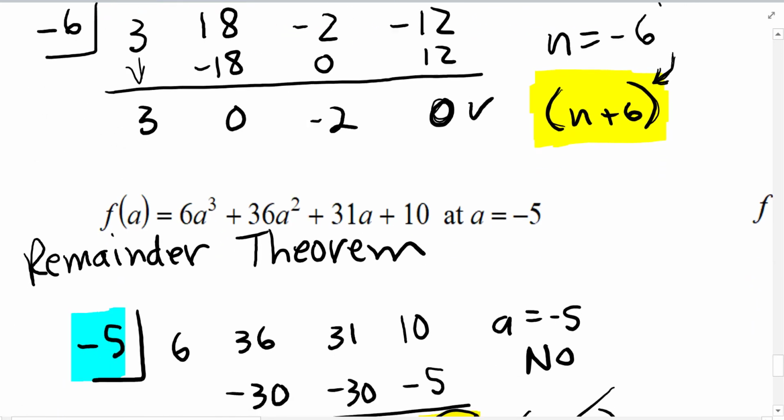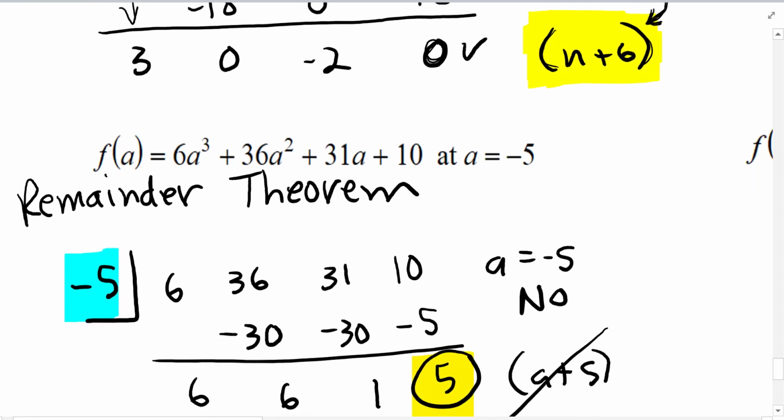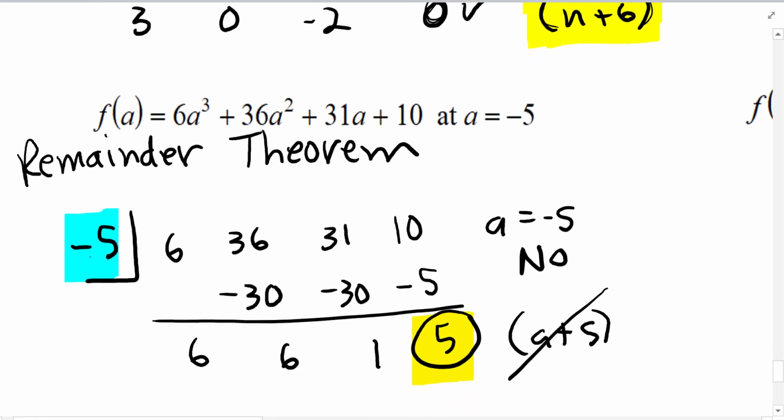So if we plug in -5 right here into this polynomial and we do synthetic division, so -5 times 6 is -30, 36 plus -30 is 6. You finish that off. Notice there's a remainder of 5. So -5 is not a factor.